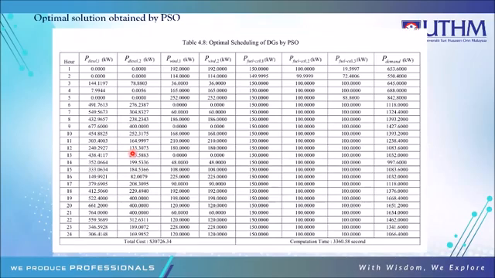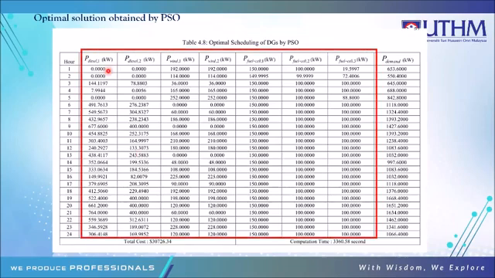Because we have 168 variables, the optimization algorithm must find the possible solution for each variable: variable 1, variable 2, up to variable 168. These are the variables obtained by the PSO algorithm, and then this is the objective function.